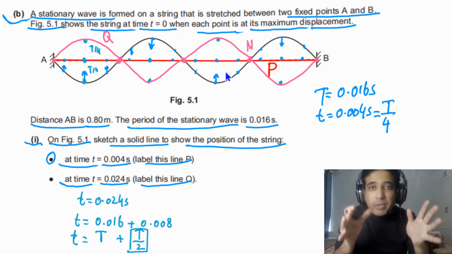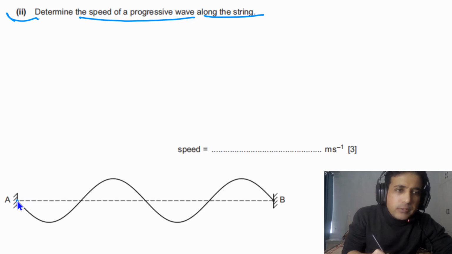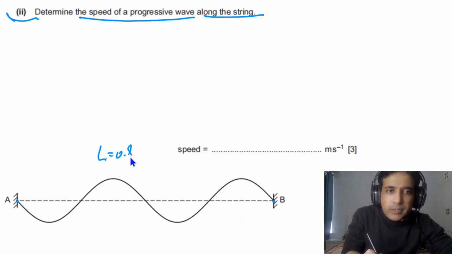180 degrees. For the second part, we need to determine the speed of a progressive wave along the string. For this question, the distance between point A and P is given to us. This is equal to 0.80. So L is given to us. So L is equal to 0.80 meters. And L in this case is equal to 2 lambda because this is one wavelength and this is another one. So 2 lambda is equal to 0.80. So lambda simply is equal to 0.40 meters.